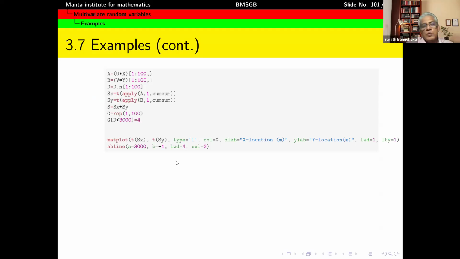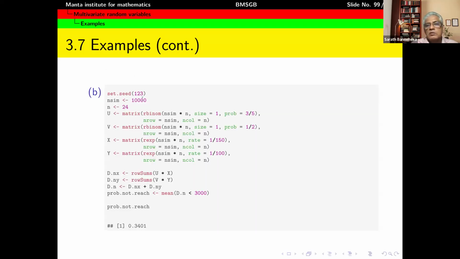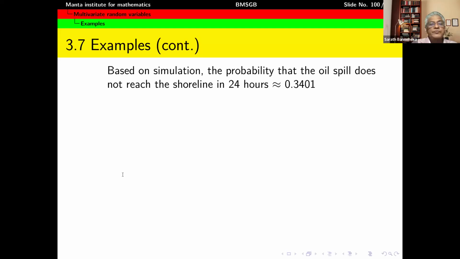So I have written a small program again. Actually, what I looked at is the same thing, but here I have 10,000 possibilities. If I draw those 10,000 possibilities in the same graph, it will be very difficult to differentiate the paths, right? Some of the possible paths may reach the shoreline, some of the paths may not reach the shoreline in 24 hours, but I don't want to draw all 10,000 paths. Therefore I'm going to consider only 100 of those possible paths, right?